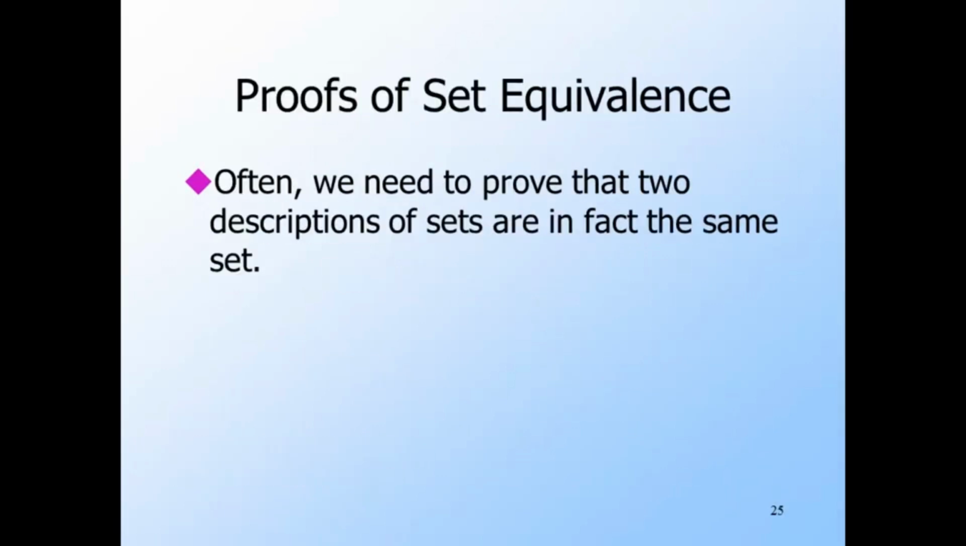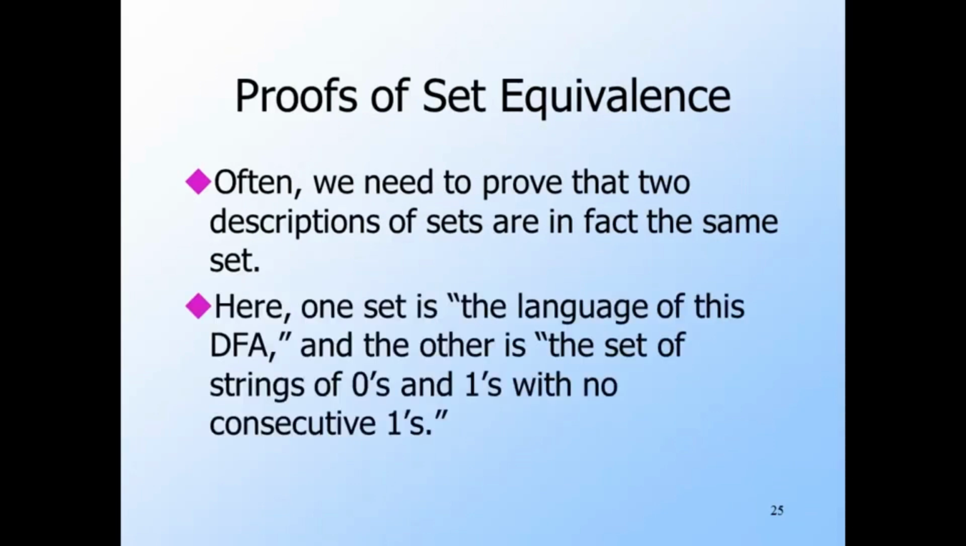Many important facts about automata that we might want to prove are of the form that two sets, typically languages or sets of strings, are really the same. We're going to prove that the DFA we've been playing with accepts the language I claimed it does, the set of binary strings without consecutive ones. So one set is the language of the DFA from our example. And the second set is the language consisting of all strings of zeros and ones without two consecutive ones.